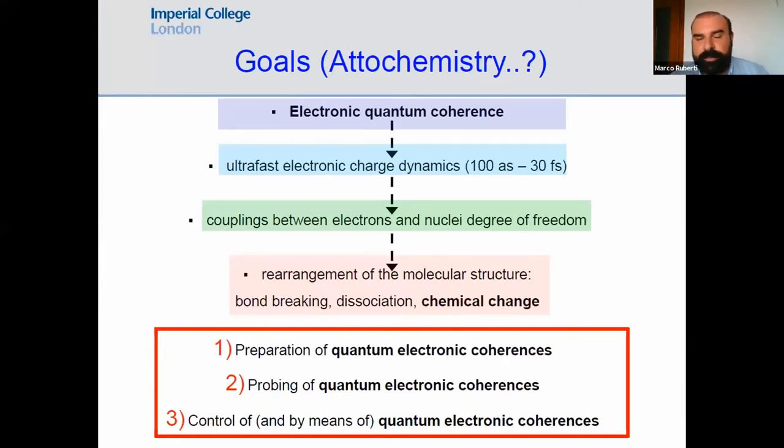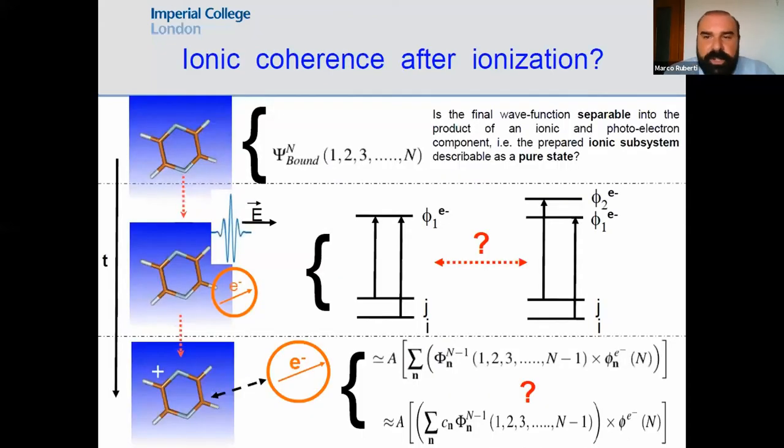And due to the coupling between this degree of freedom and the nuclei, this leads to the rearrangement of the molecular structure. And the goal would be to be able to prepare this quantum coherence in a controlled way, to be able to probe them, so to image these dynamics on the intrinsic time scale of electrons, and then to be able to control these coherences and control the outcome of a chemical reaction by means of these coherences. But what is ionic coherence in the first place?